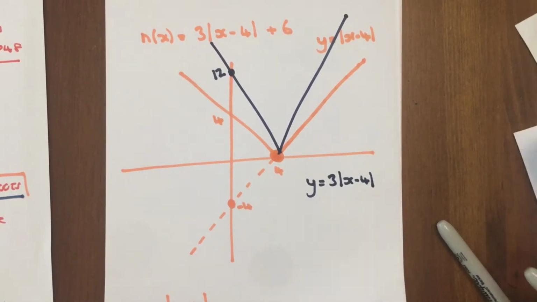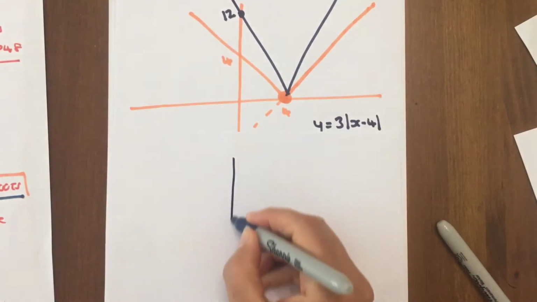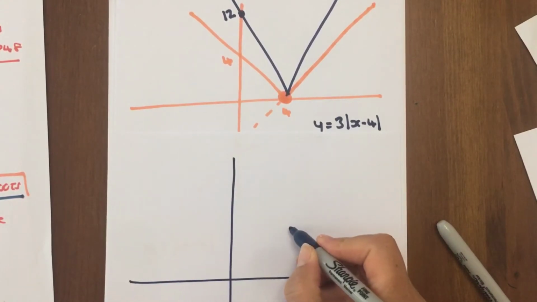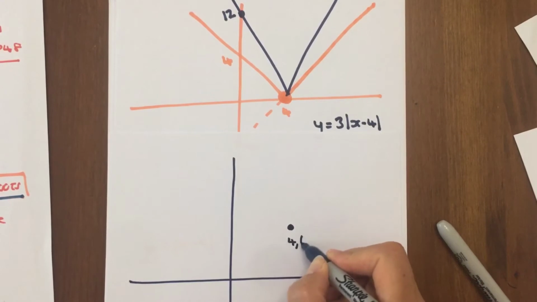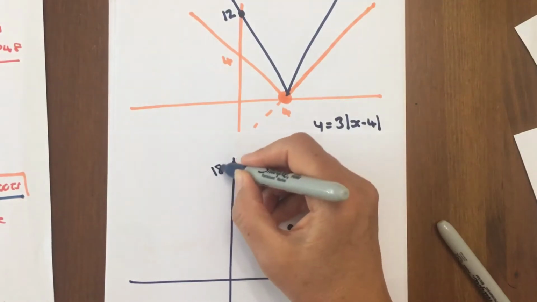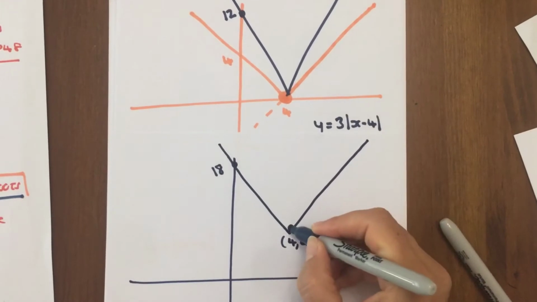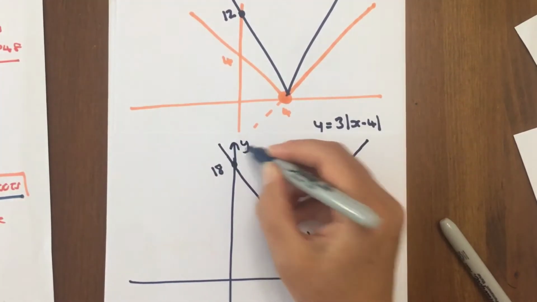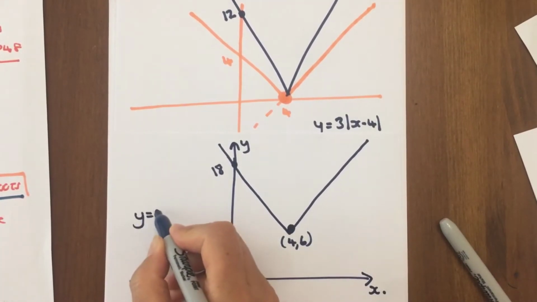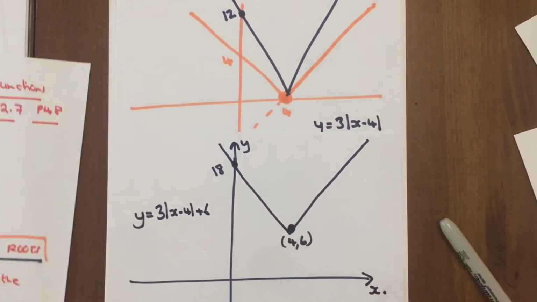So if I get a new piece of paper, I'm going to plot that new graph now. So my point (4, 0) will now go to (4, 6), it's moved up 6. And my 12 will now go to 18. So I'll still have this V shape and the whole graph has moved up 6. So I've now sketched my n of x, which was 3 lots of the modulus plus 6.